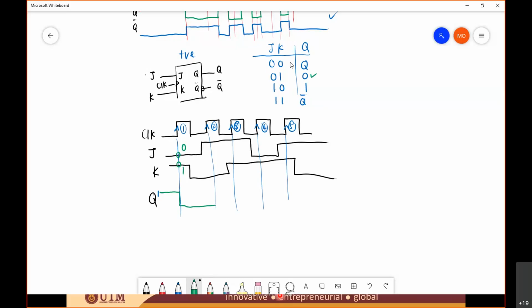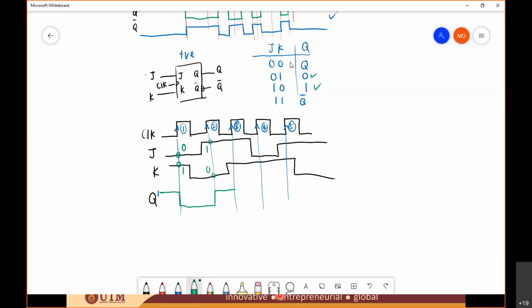Okay, when the next rising edge, then you see the input. The input now change from, okay, 1, 0. So 1, 0, what happen when 1, 0? You're going to set. So dia akan set daripada sini sampai next rising edge.